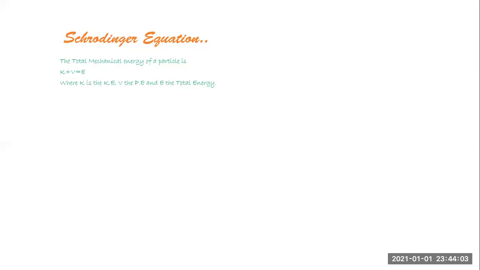But in quantum mechanics, every observable quantity has its corresponding operator. So K must be replaced by K hat, V must be replaced by V hat, the potential energy operator, and E must be replaced by E hat, which is the total energy operator. So the question is, what will they operate on? Definitely, these operators will operate on psi. So we have K operating on psi, V operating on psi, and E operating on psi, where psi is a function of position and time. For simplicity, we have considered the position to be x, y, and z in Cartesian coordinates and time to be t.